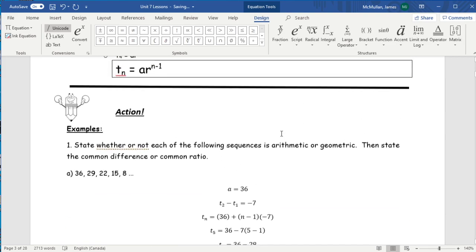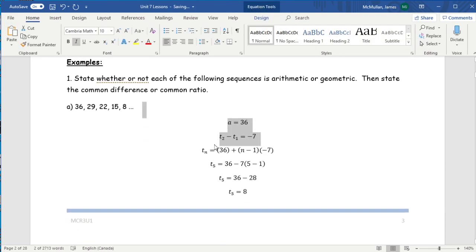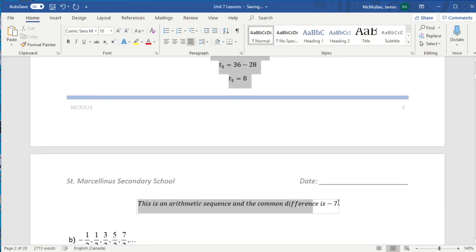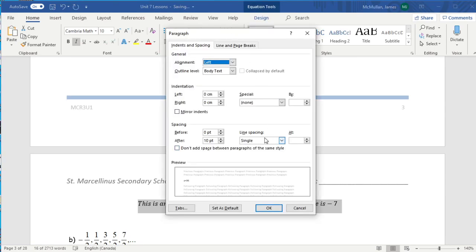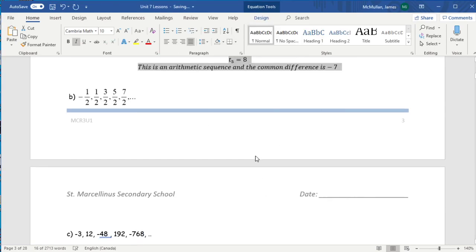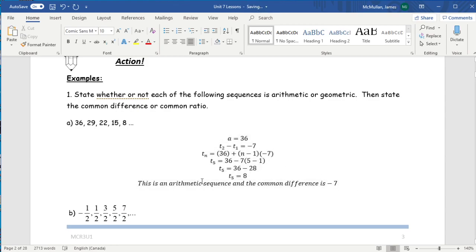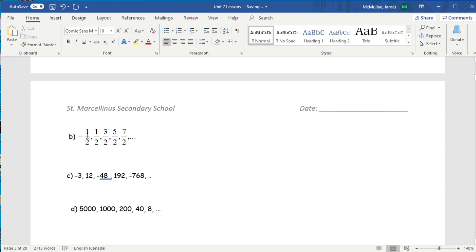Negative 7. Okay, so the common difference is negative 7. So every time you move, you get negative 7 as your common difference. Now this one, it goes negative a half, then positive half, then 3 halves, then 7 halves.